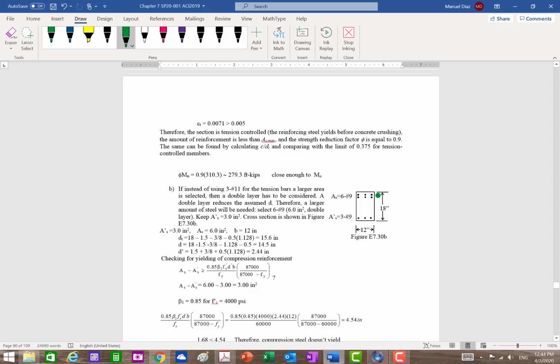The other option is leave this like it is, but change this one to 3 number 10s, because adding more compression reinforcement increases my ductility, right? So put here 3 number 10s.